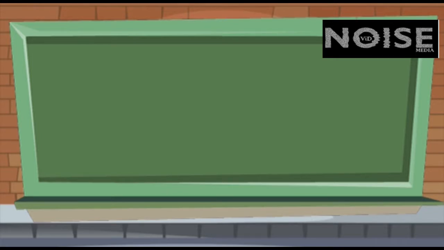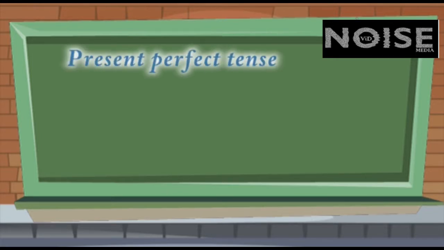We move to the third tense, that is present perfect tense. Look at the combination: present. Simply it means present tense, present time. Perfect, this means completion of an activity. Now, what is the form?